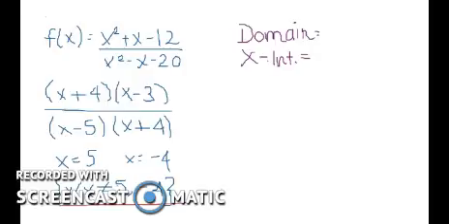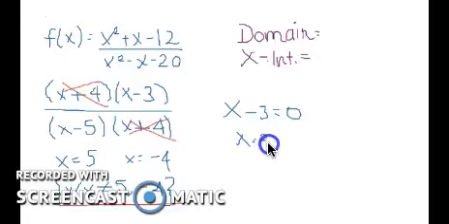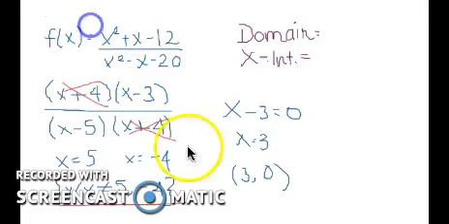And to get the x-intercept, I had to look at the numerator and set it equal to 0. But here we have x plus 4 in the numerator and x plus 4 in the denominator. So all we are left with is x minus 3. So x minus 3 is equal to 0. So x would be equal to 3. So our x-intercept would be (3, 0). And that would be our answer.